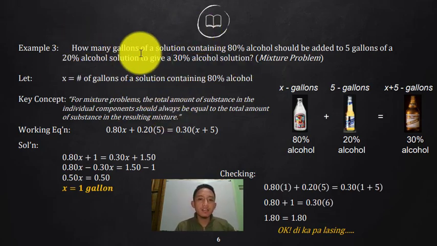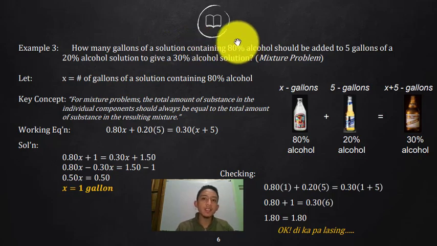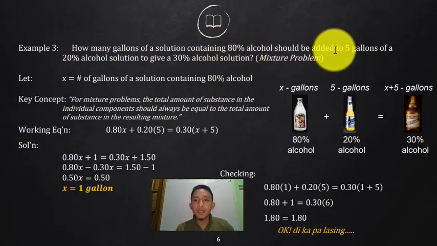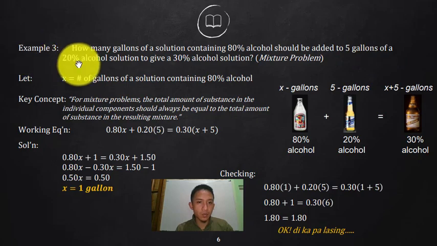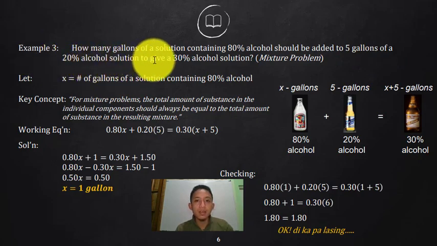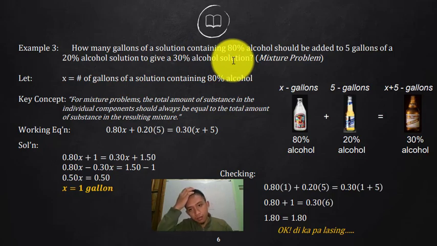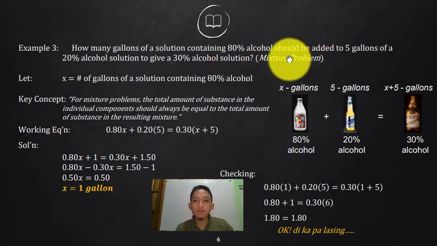How many gallons of a solution containing 80% of alcohol should be added to 5 gallons of a 20% alcohol solution to give a 30% alcohol solution? Okay, so we are talking here of percentage or mixture. This is a type of problem which is commonly known as a mixture problem. If you are talking about a percentage of a certain chemical or substance in a mixture, that is a mixture problem.